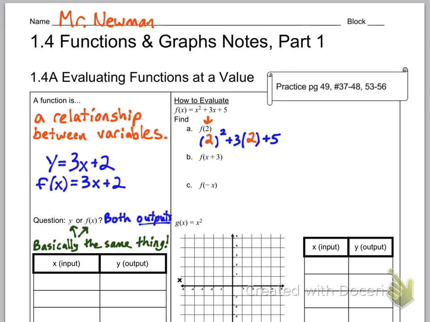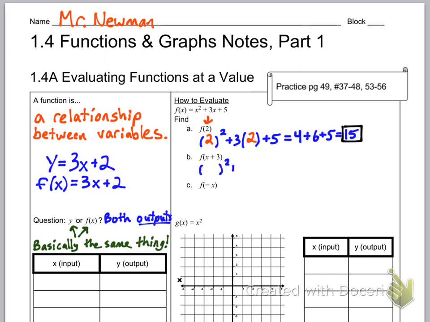So when I plug in the 2, you notice I get 2 squared plus 3 times 2 plus 5. I have to put the 2 everywhere I see the x. And when you evaluate that, 2 squared is 4, 3 times 2 is 6, so you get 4 plus 6 plus 5, or 15.